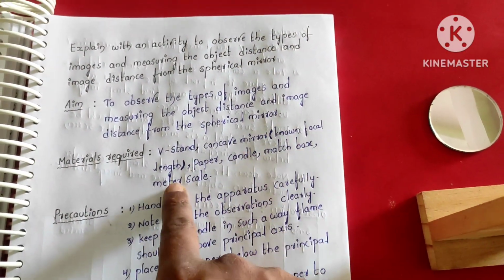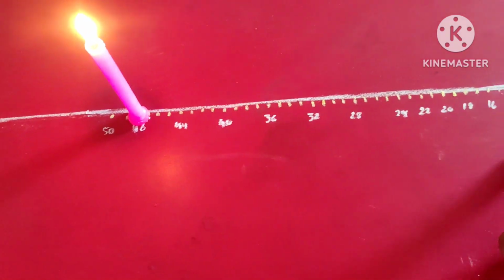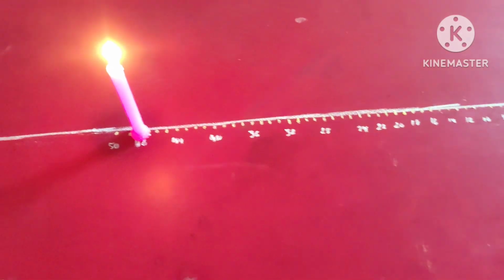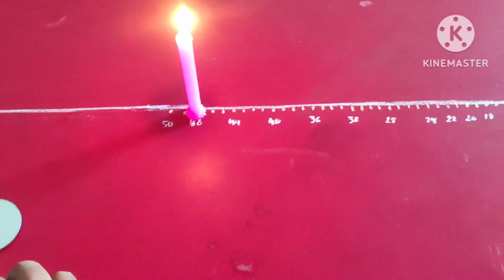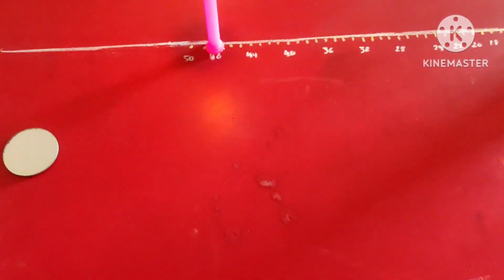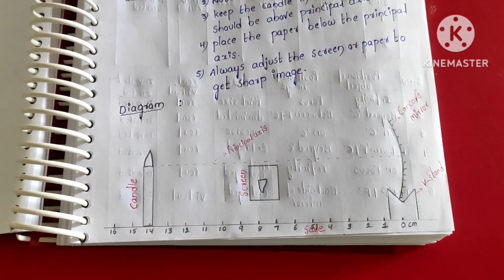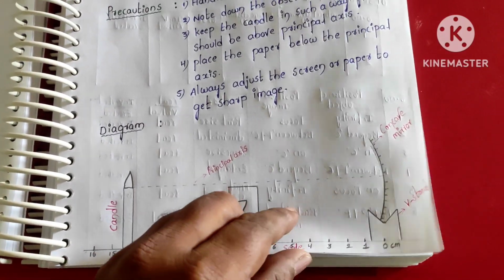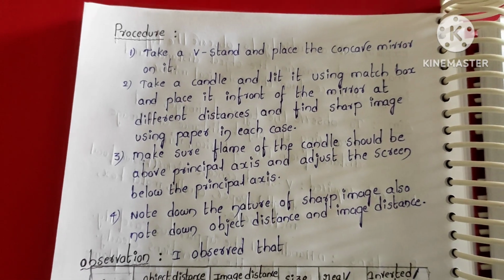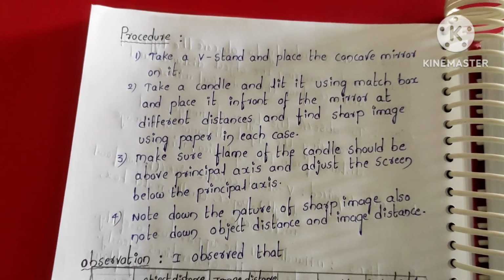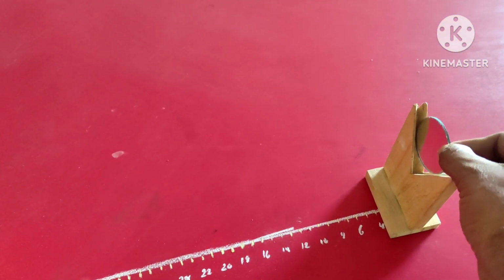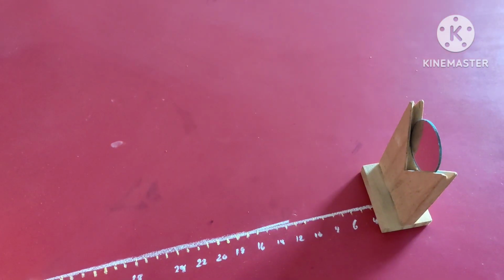We require a meter scale. You can take the scale, also you can mark on a chart or in a table like this. First, what we have to do, we have to arrange the diagram like this. First we have to take a V stand and place the concave mirror on it. So I am going to take V stand and place the concave mirror on it.